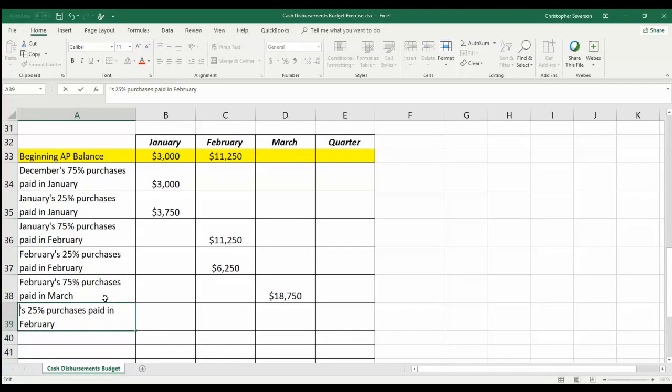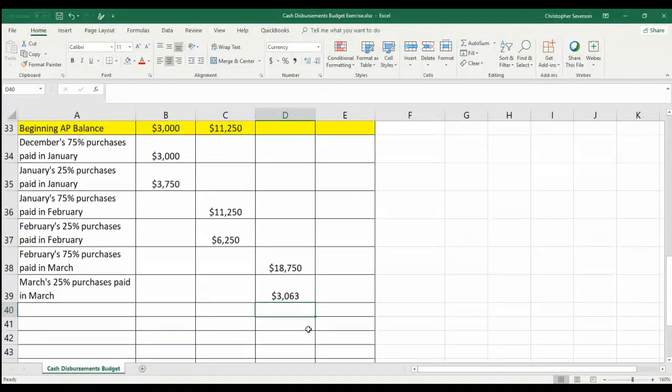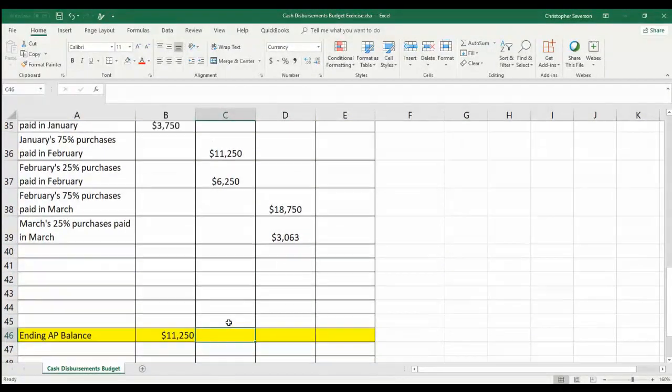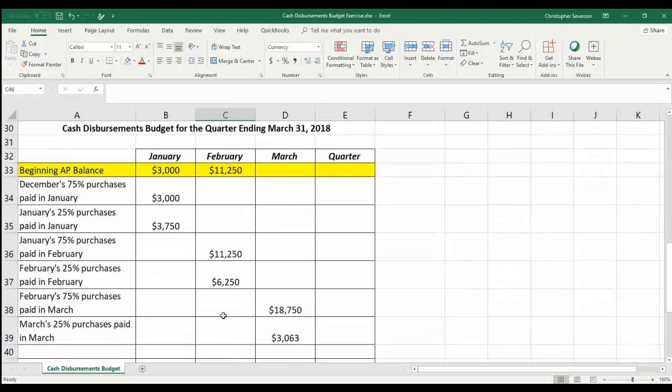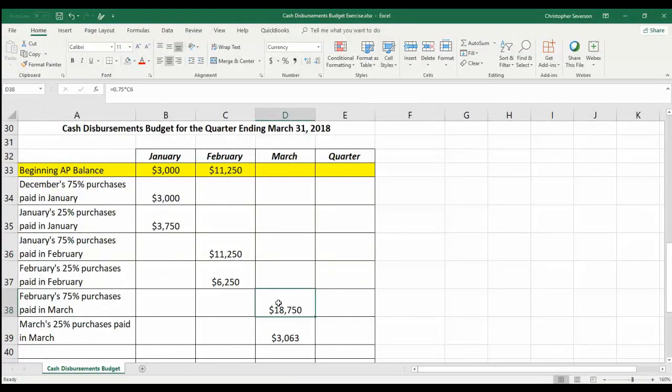It's March's 25% of the current month purchases paid again that month. So 0.25 of March's purchases. Now remember, there's one thing I missed down here. This was the ending balance for February, which isn't going to be paid till March, so it's this $18,750.